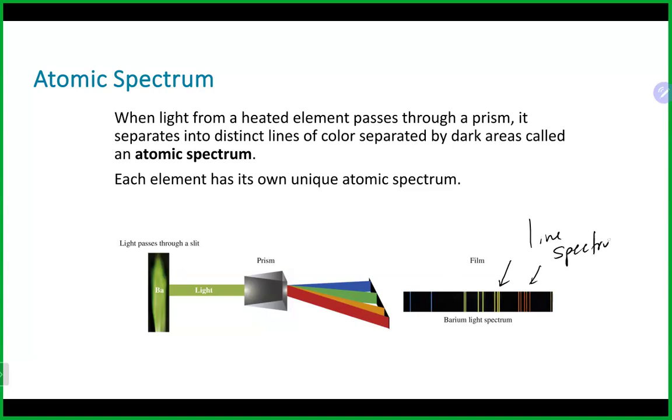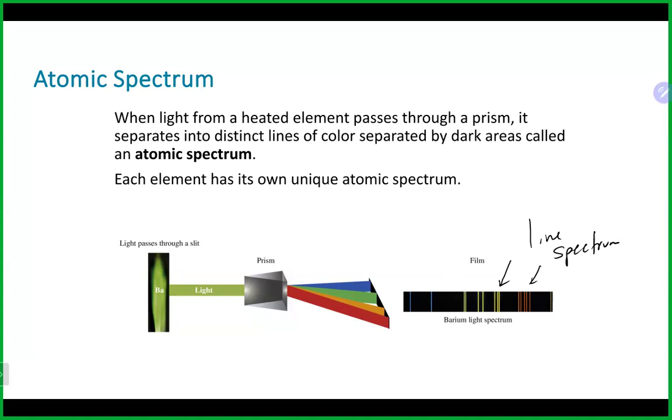And elements give off very unique line spectrums, to the point where, based on the lines that you see, the wavelengths and the colors that you see, you could identify what element you're looking at. So everybody has their own unique, almost like a fingerprint, line spectrum pattern.